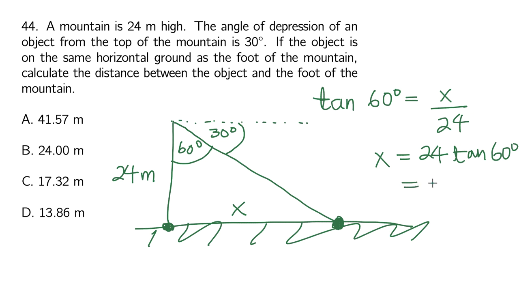Now we can punch this into our calculator. Tan 60 is the square root of 3. So multiplying by 24, you can punch that into your calculator and see that you're going to get A.